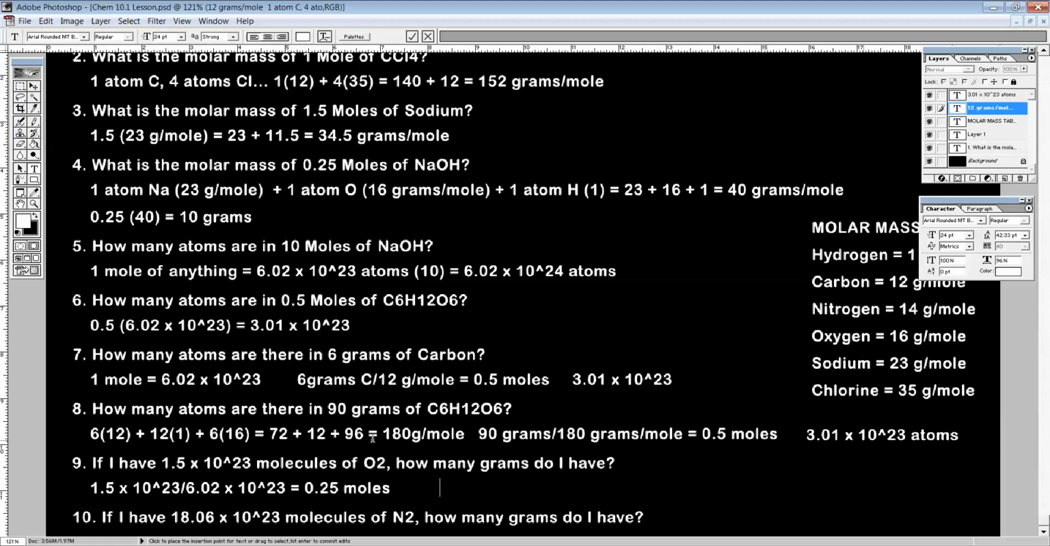All right, now 1 mole of oxygen, one atom of oxygen, if we look over here, is 16 grams per mole, but it's diatomic. So we have 2 of them together. So 1 mole of O2, atmospheric O2, is going to be 16 plus 16 equals 32 grams per mole. But I only have 0.25 moles, right? So we're going to multiply that times 0.25 moles, and that's going to give us a total of 8 grams of O2.